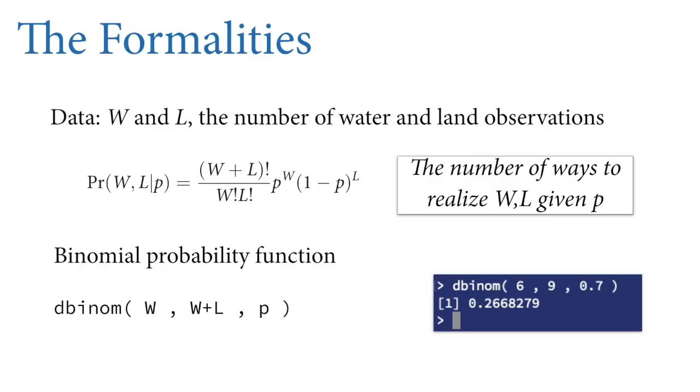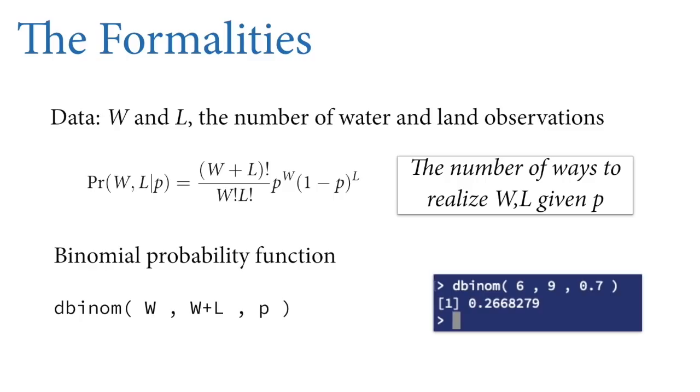The number of ways to see W and L, where W is the number of water and L is the number of land, is this expression on the top part of the slide here. And this is the binomial sampling distribution, the thing with the exclamation points, the factorials in it. The details of this are not so important. I just want you to understand that it's just a mathematical expression for the number of ways. That's all it is. And in all statistical programming languages, this function is built in. You don't have to know it.